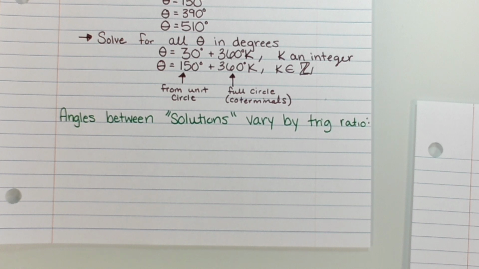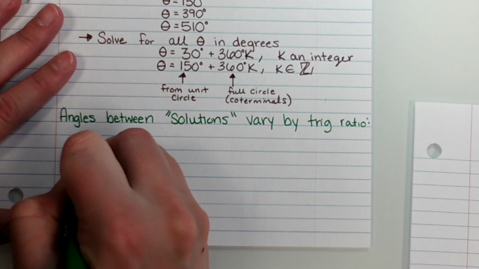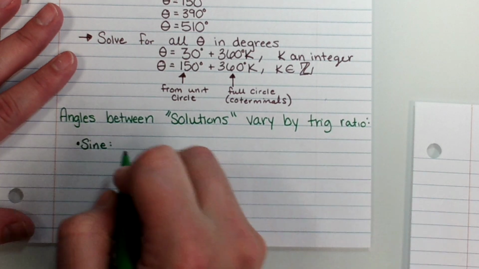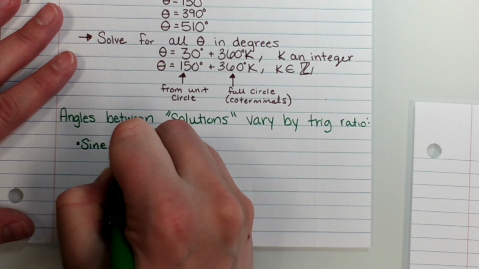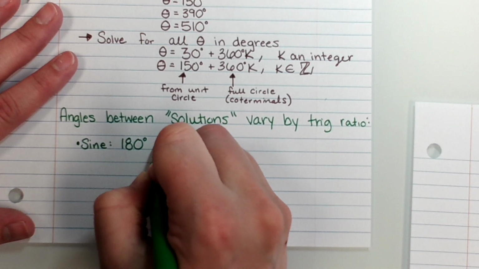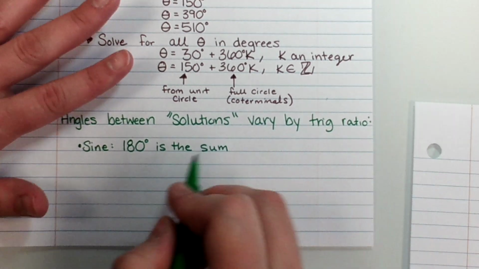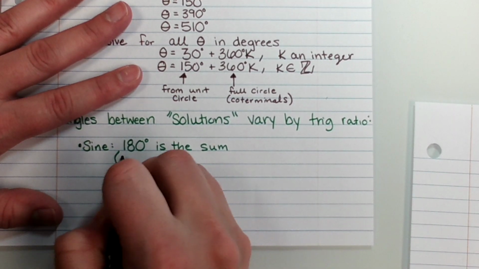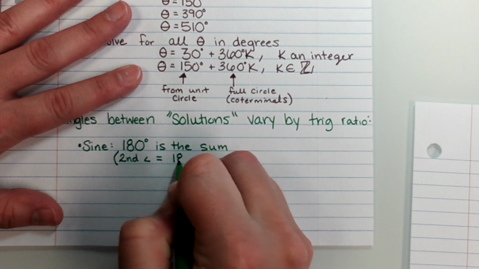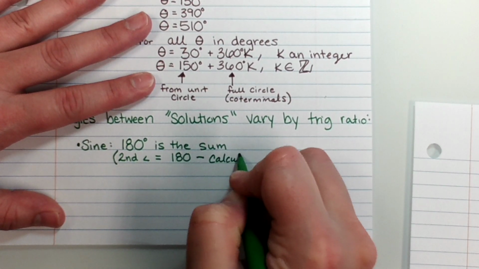Sine has this feature that to get from one answer to the other possible answer, 180 is what they add up to. So that means if you want the second one, the second angle is equal to 180 minus the calculator angle.